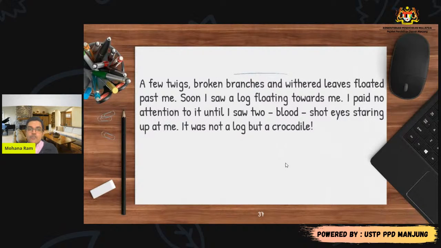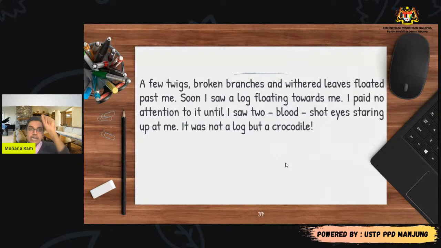Now going back, a few twigs, broken branches, and withered leaves floated past me. Soon, I saw a log floating towards me. Okay, I'm building the plot. I paid no attention to it until I saw two bloodshot eyes staring up at me. It was not a log, but a crocodile.